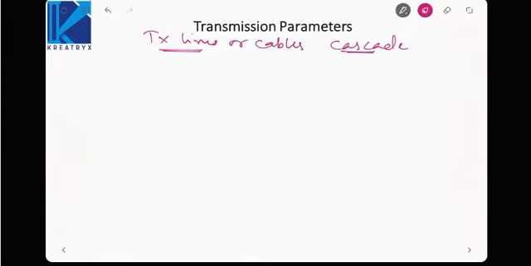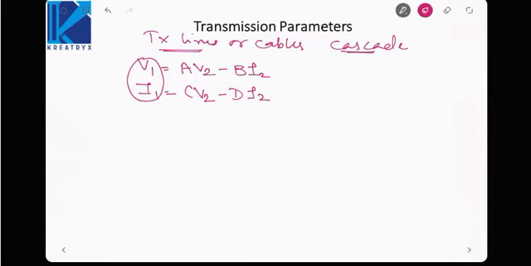How are transmission parameters defined? V1 equal to A V2 minus B I2. I1 equal to C V2 minus D I2. That is, they are relating the parameters of port number 1 to the parameters of port number 2. Why is the minus sign introduced here? You can either introduce a minus sign or you can express the network like this, A, B, C, D, then show I2 like this.